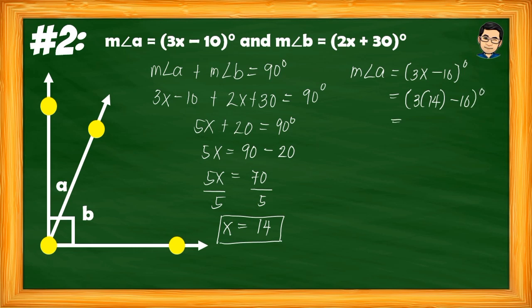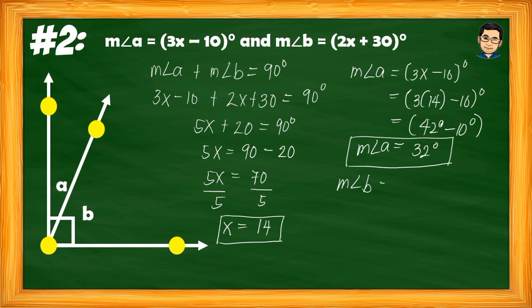So, 3 times 14 is 42 degrees. 42 minus 10 degrees. That is equal to 32. So, ibig sabihin, ang measure ng angle A is 32 degrees. Next, measure of angle B. 2x plus 30 degrees.